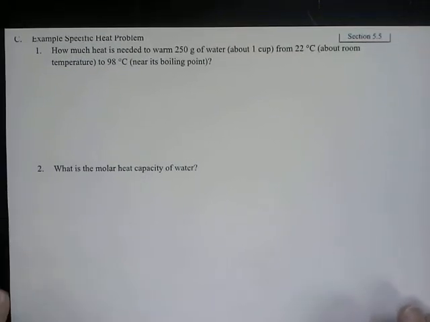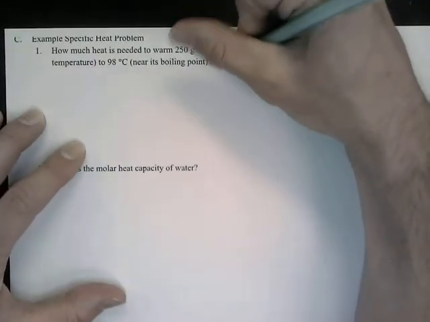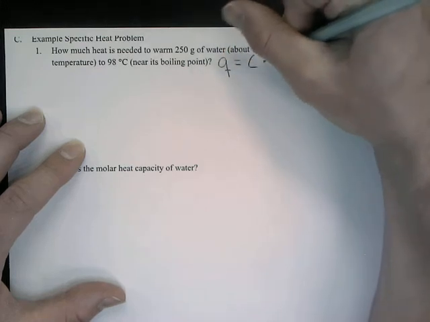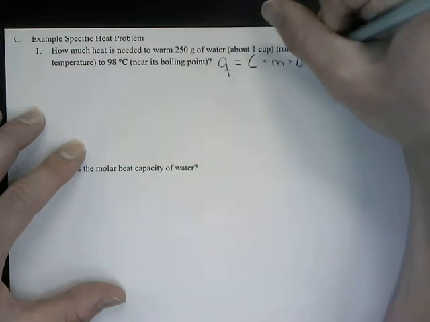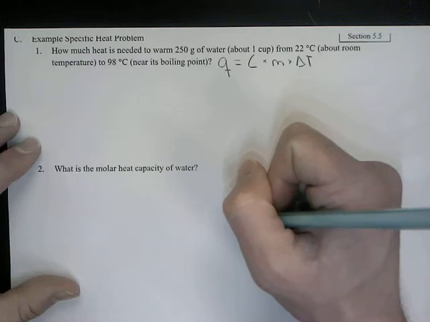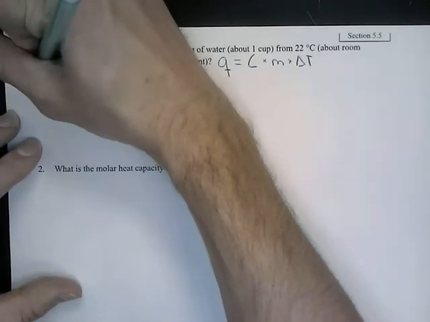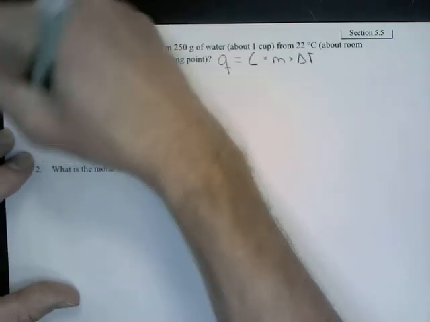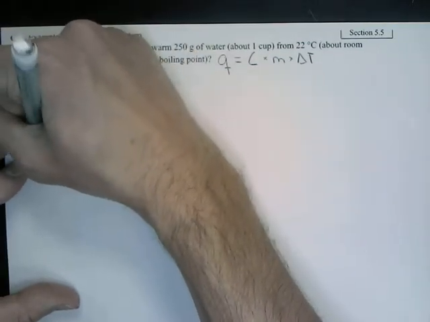All right, so as I mentioned, we're going to utilize that formula for a specific heat problem. So before I even read this, I'm going to write down our specific heat formula. So we have Q equals C times M times delta T. And again, like I want to do in all my equations here, I want to list everything out. So I want to list out Q, my C, my M, and my delta T.